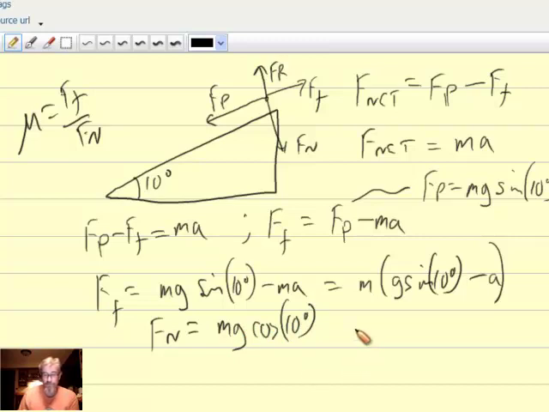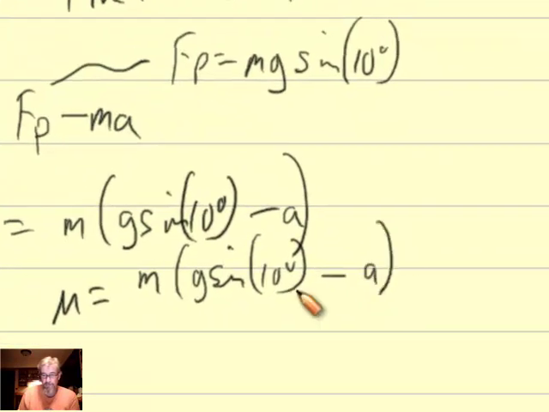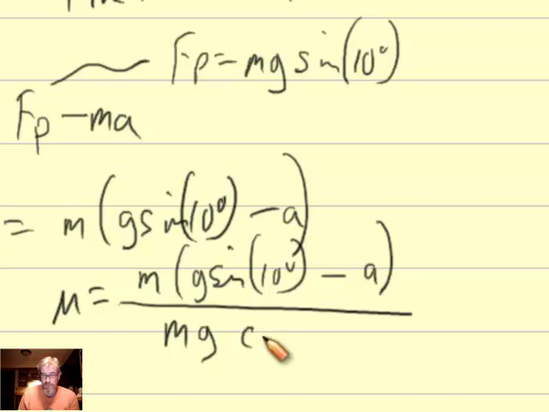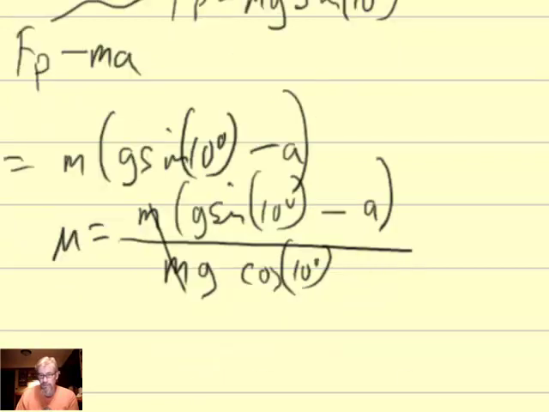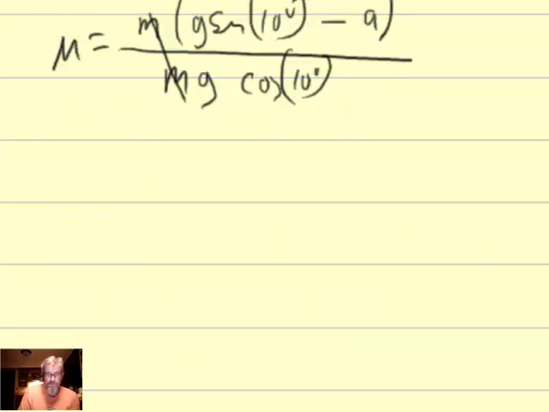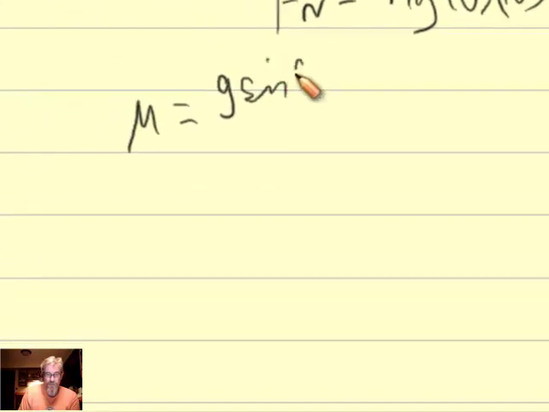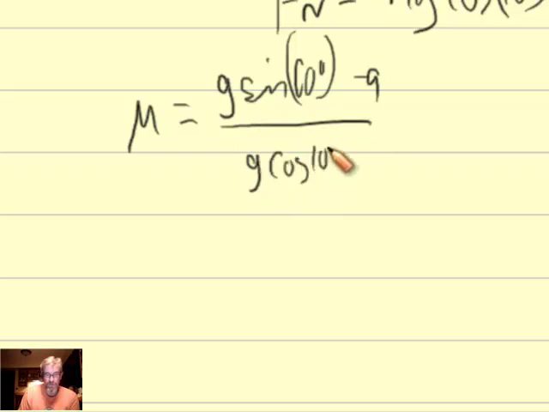So the coefficient of friction then, if I substitute the Ff and the Fn in here, is just m times g sine 10 degrees minus a, all over m times g times cosine of 10 degrees. And I have m on top and bottom. I can cancel that out. And that simplifies things a bit. So mu then is just equal to g sine 10 degrees minus a over g cosine 10 degrees. One thing we have left to find, and that's what a is.